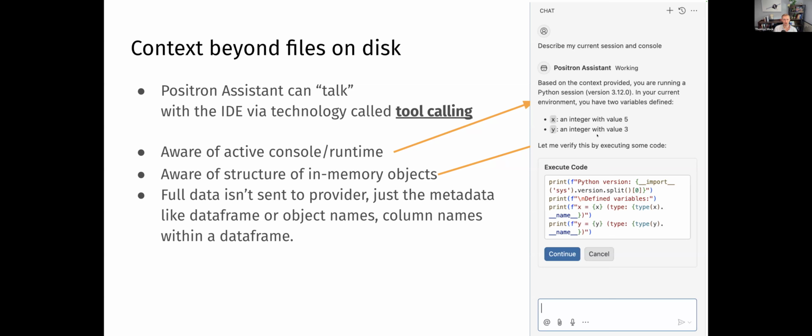Importantly, this also works for Python. Positron is intended to be a polyglot IDE. So the things you can do in R, you can also do in Python. The things you can do in Python, you can also do in R. So you could ask a similar question and it can report back about a Python console as well as the in-memory state on that.